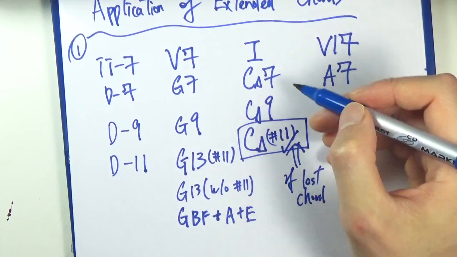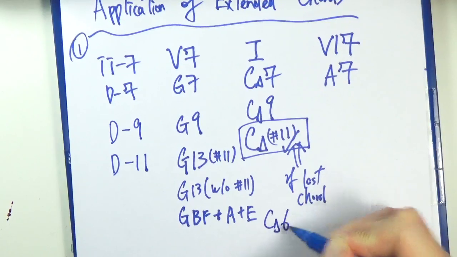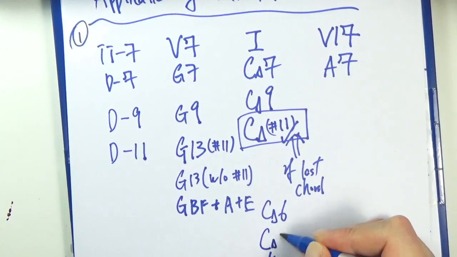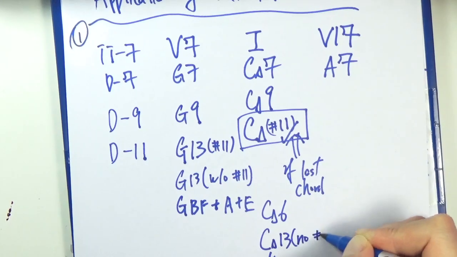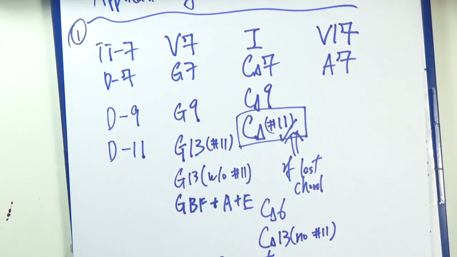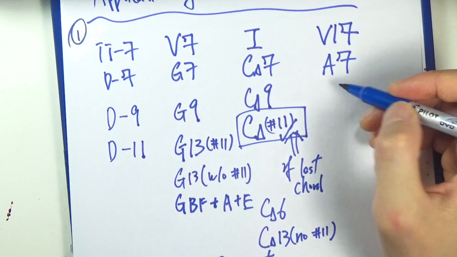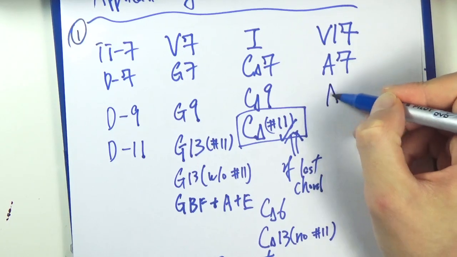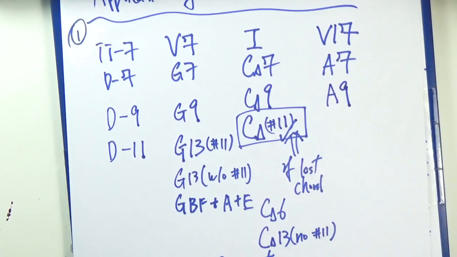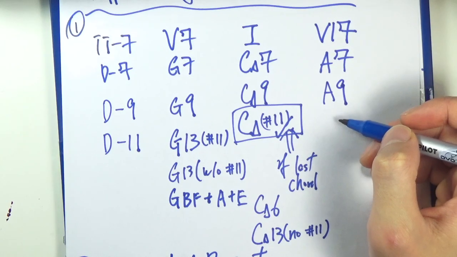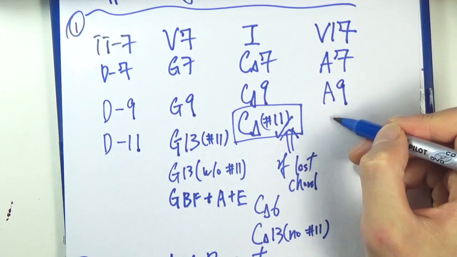And you would sometimes see C major 6 as well. All right. So you can actually play a C major 13, but no sharp 11. Okay. That would be fine as well. And then for the dominant 7 chord here, you can add A9. Let me think about it. Okay, so sharp 11th, probably not.